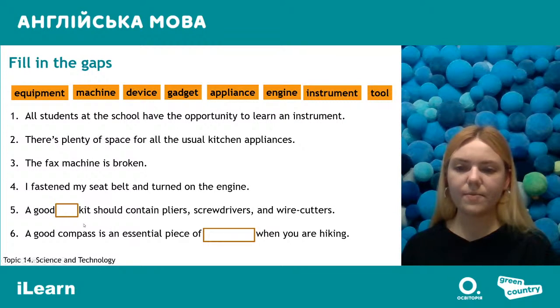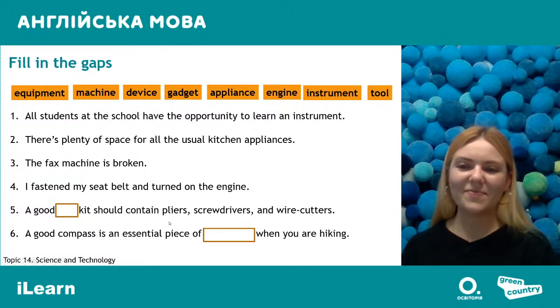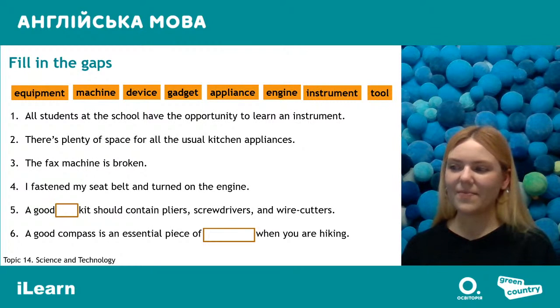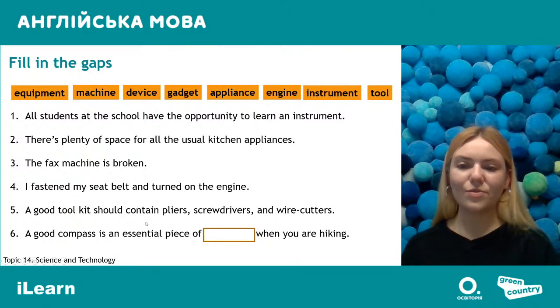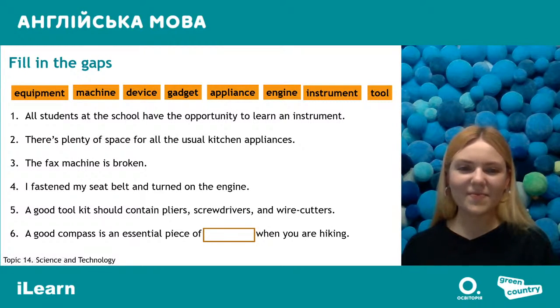Number 5: a good kit should contain... And we have some examples of what it should contain: pliers, screwdrivers, and wire cutters. So they are all examples of tools. Yeah? A good toolkit. Тобто тут у нас які слова? Pliers, кусачки, викрутки, якісь ножиці, щоб перерізати дроти. So that is about tools.